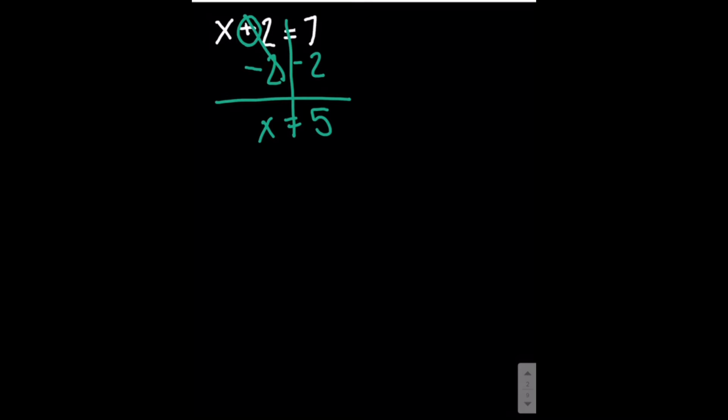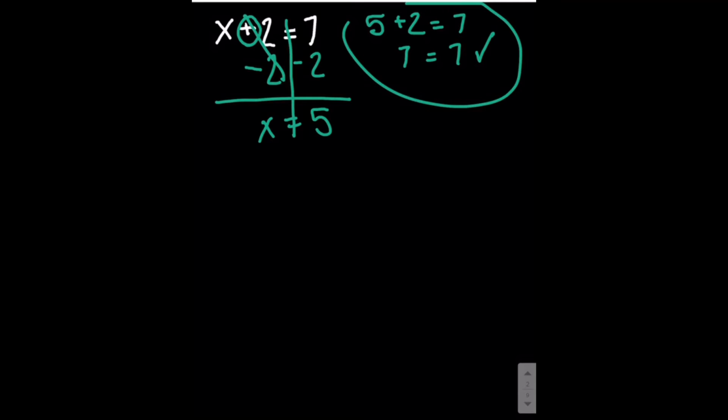And we can check this by plugging in, substituting 5 for x, and we would get 5 plus 2 equals 7, and 7 equals 7, and that's a check. It is true. So it means we did it right. This is our check right over here.